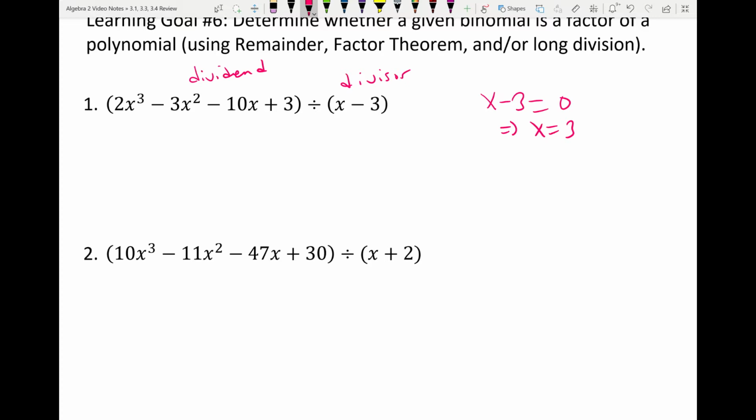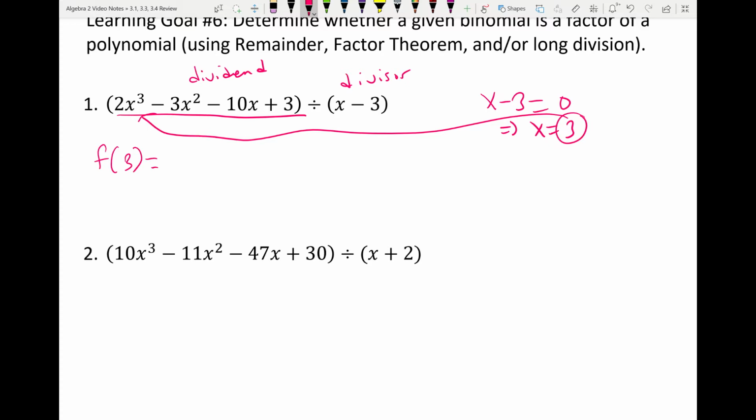So you're going to take that 3 and plug it into the polynomial. We'll call this dividend f of x, so it's going to be f of 3. We're going to plug 3 into here. So we have 2 times 3 cubed minus 3 times 3 squared minus 10 times 3 plus 3. Just plug it into that dividend, and then you're going to do the math here.